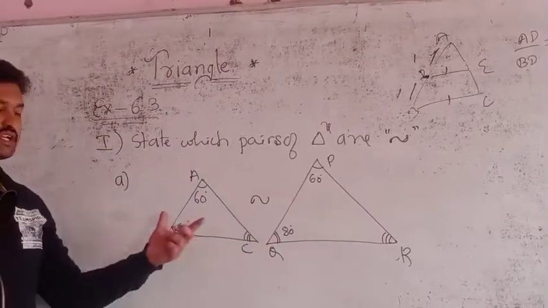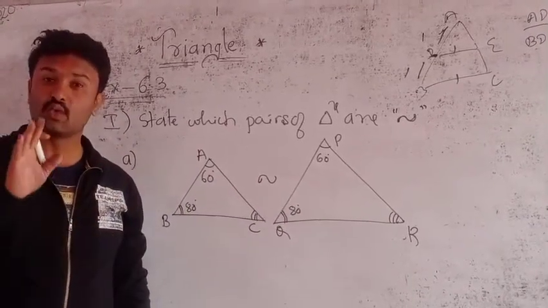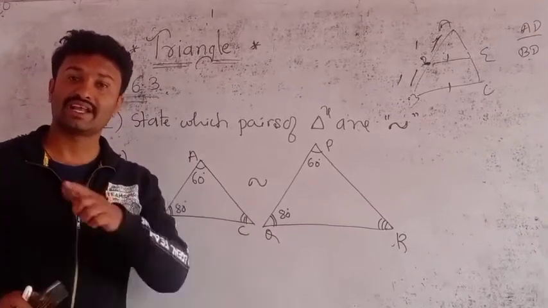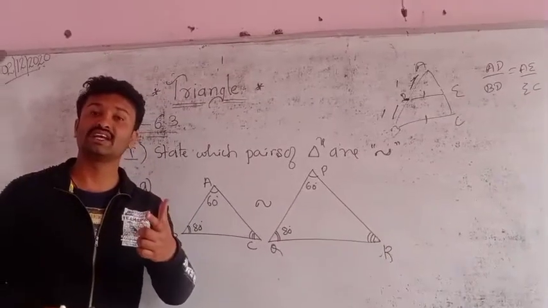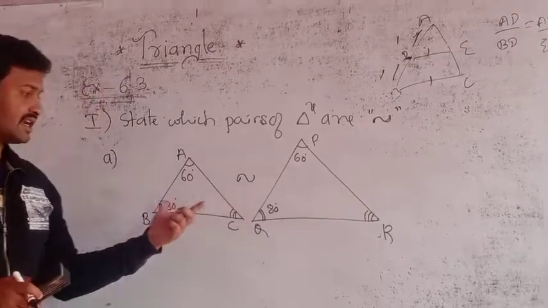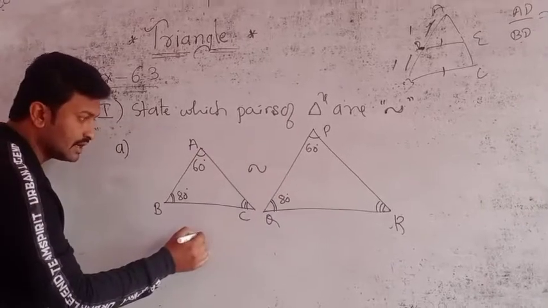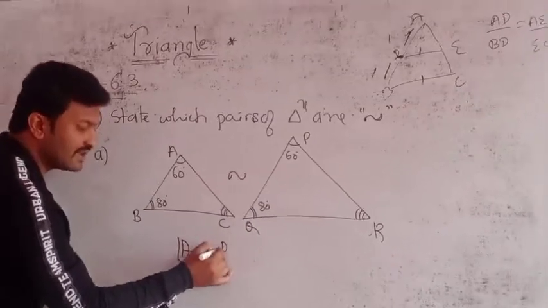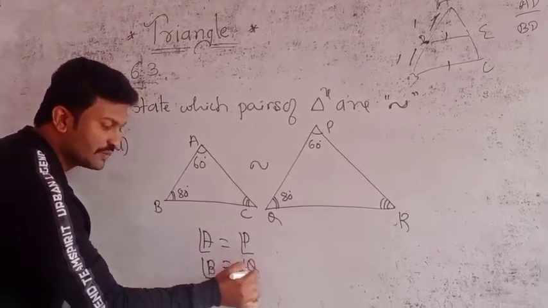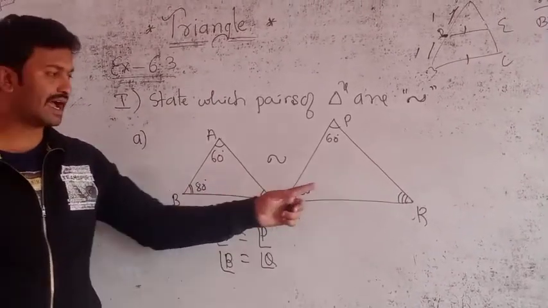I'll say these two triangles are similar. Why? Because corresponding angles are equal. There are two similarity conditions: if corresponding angles are equal, or corresponding sides are in the same ratio, then two triangles are similar. Here, in triangle ABC and triangle PQR, angle A equals angle P, angle B equals angle Q. This is 60 and this is 80, sum 140. Angle C and angle R are not given.